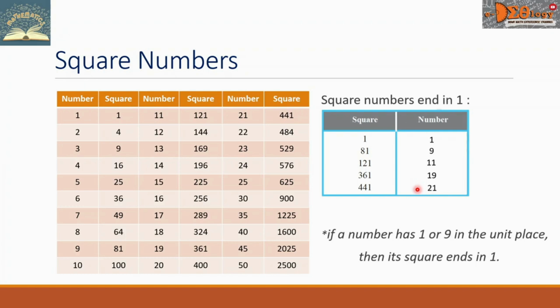In this case, we will say that if a number has 1 or 9 in the unit place, then its square ends in 1.